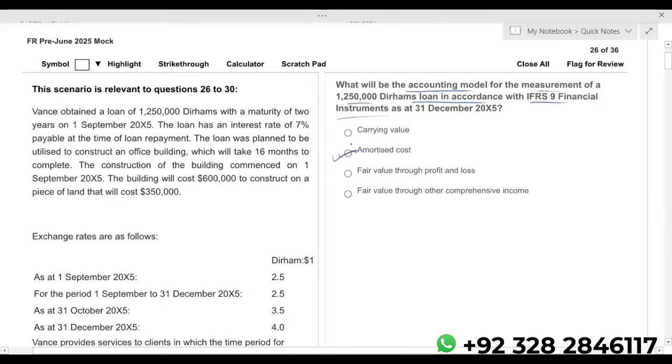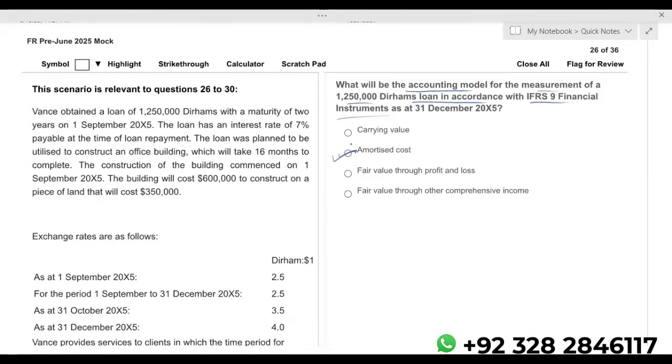And IFRS 9 is my personal favorite IFRS, I'm telling you. Amortized cost. Carrying amount does not make any sense. Fair value through P&L. Why would I go for fair value through P&L? Fair value through P&L means that I've taken a loan for trading purposes. Come on, you have taken a loan. Would you be selling it? Illogical. Fair value through OCI. Come on. Makes no sense at all.